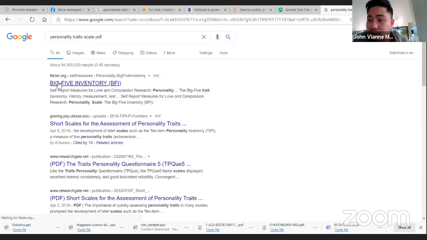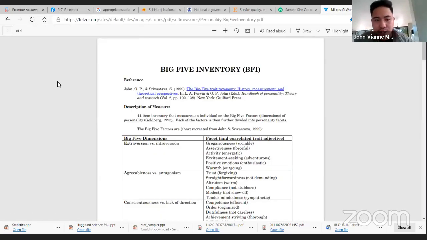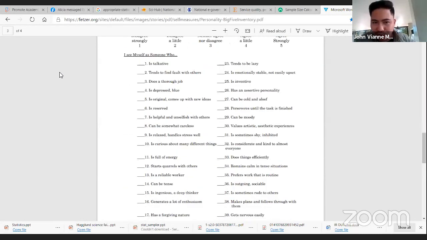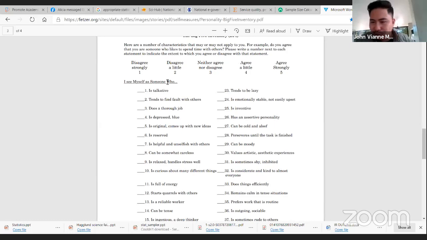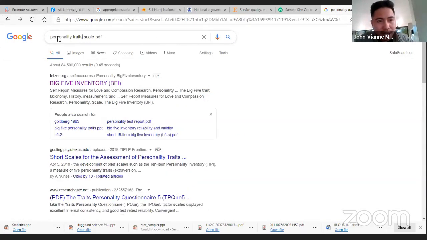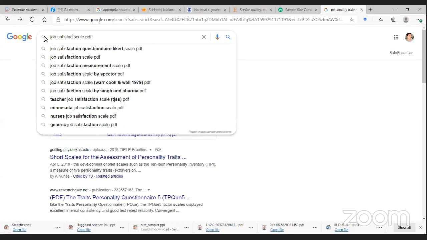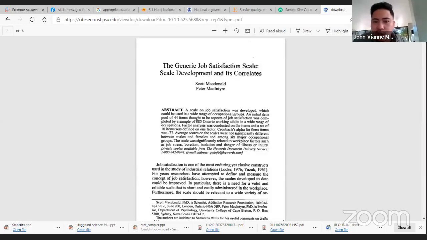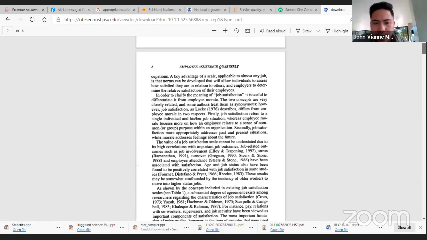For example, the most common for personality traits is the Big 5 inventory. The Big 5 inventory has an instrument. Here: number 1, I see myself as someone who is talkative. This is the instrument. If you wanted to measure job satisfaction, the most common is the generic job satisfaction scale. You just have to cite the author. You can still use this if it's available. McDonald and McIntyre were the first to propose it.